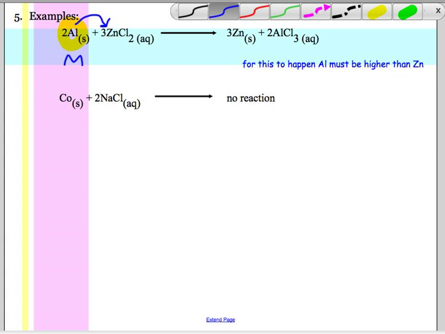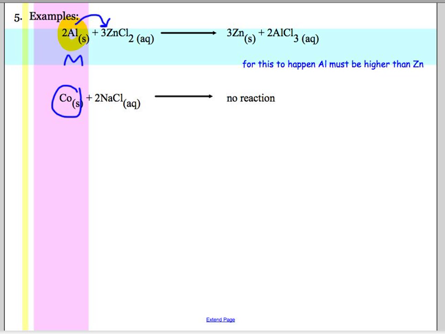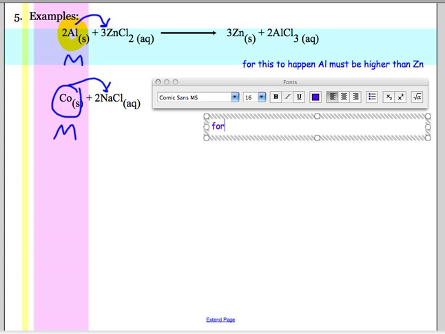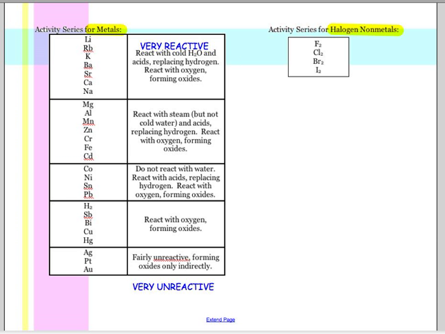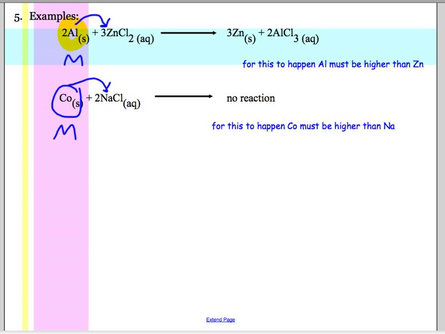If we look on this guy, we have cobalt, which is a metal. So he's going to try and kick out sodium. And again, you may want to note that for this to happen, Co must be higher than Na. So you go to your lovely activity series and you check and you say, okay, here's Co, here's Na. It's not going to happen. Cobalt is not reactive enough. So basically what's happening is chlorine is making a decision. Do I stay with sodium or do I go to cobalt? Well, in this case, sodium's the more attractive one, so he stays, and you write no reaction.